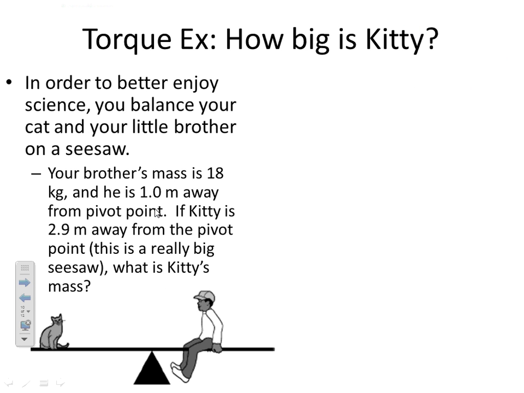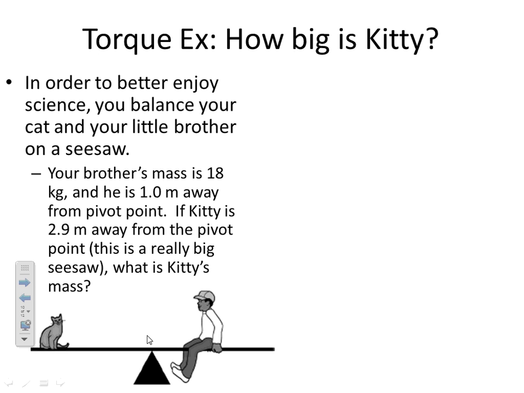Sure. Let's do an example problem. How big is Kitty? So we have a kitty cat on one end of a seesaw, and we put your little brother on the other end. Your brother's mass is 18 kilograms, and he is 1 meter away from the seesaw pivot point. Kitty is 2.9 meters away from the pivot point of the seesaw. Of course, that's really, really big. That's a very large distance, but we're pretending it's a really big seesaw.